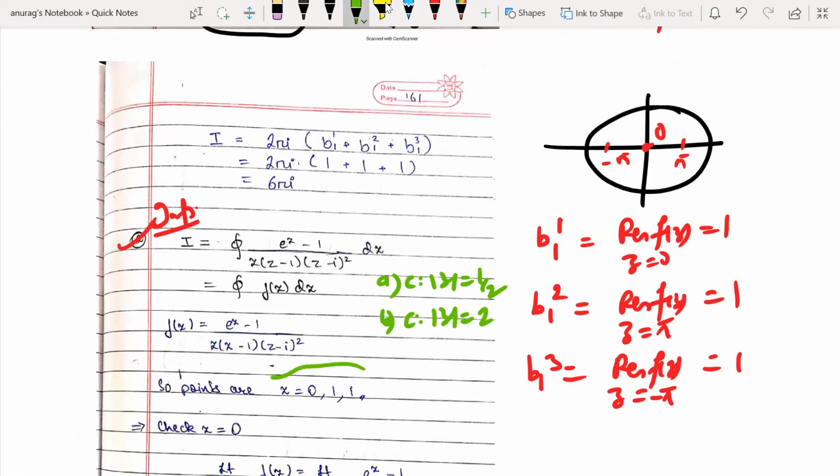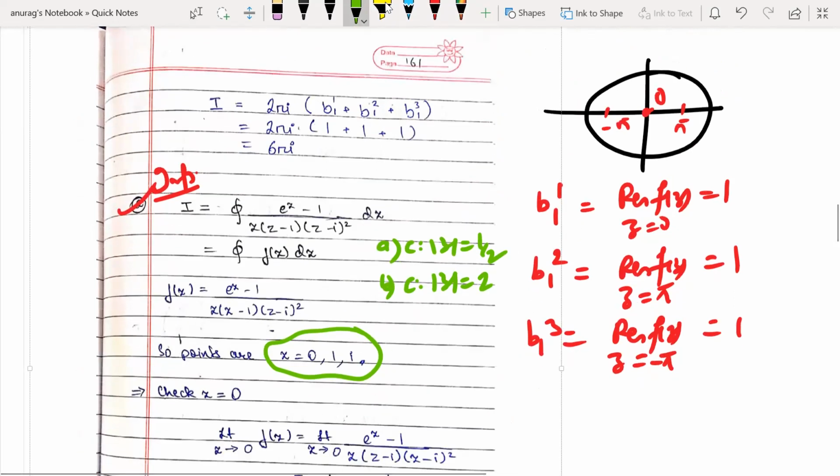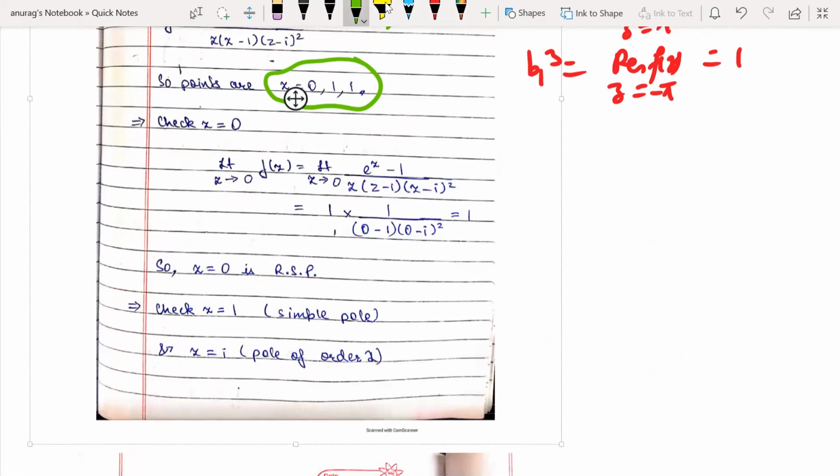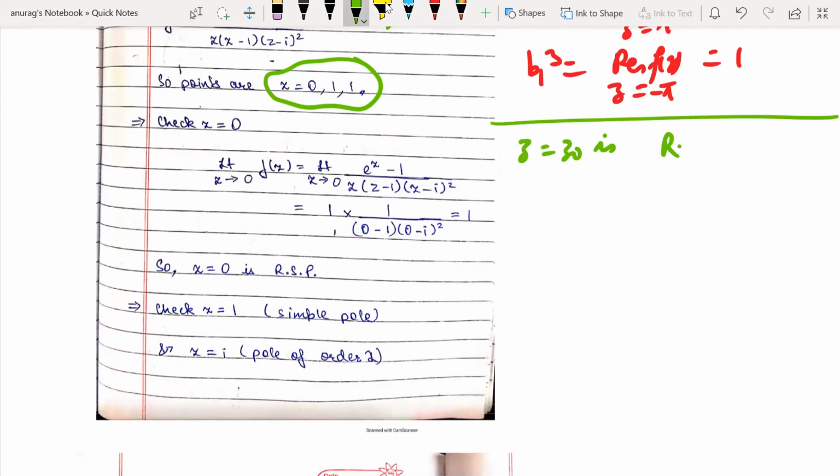So what are the singular points where the function is not defined? 0, 1, and i. Now we have to classify the nature of the singularity, then only you can find the residue. I told you in the case of a removable singular point, if z equal to z naught is a removable singular point, then limit z tending to z naught f(z) exists, but the function is not defined.